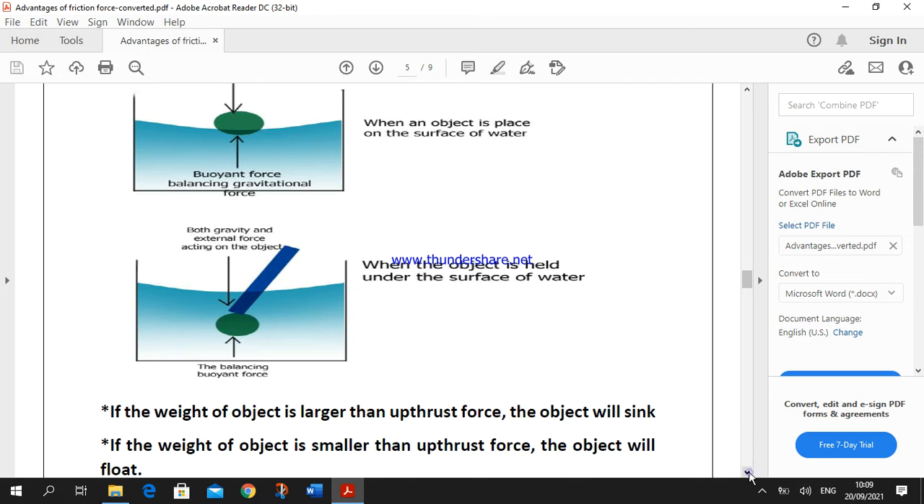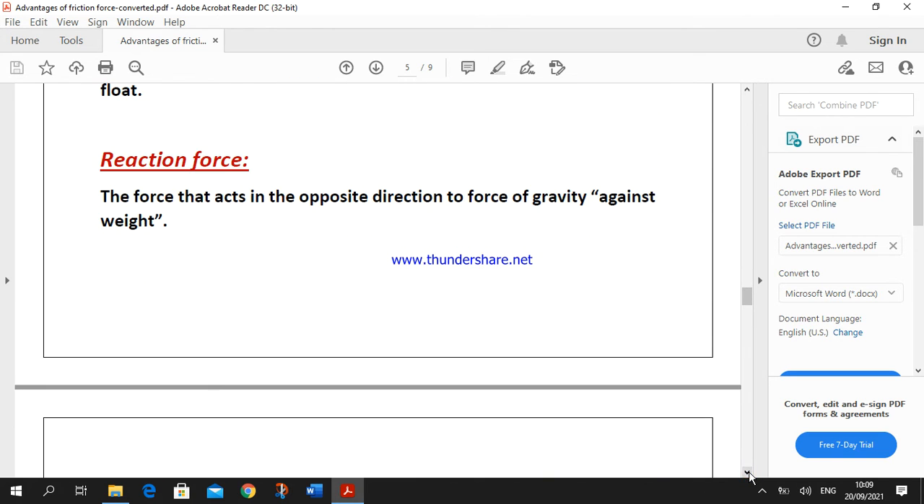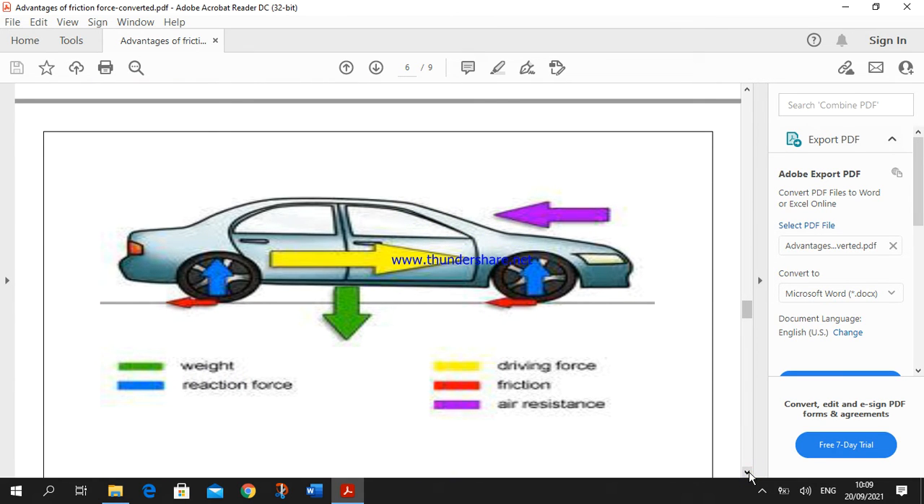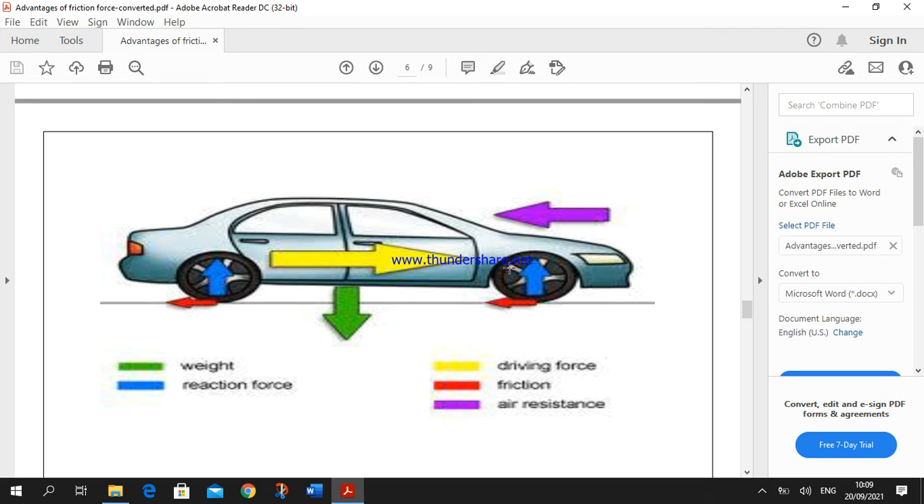Also, we have another type of force against gravity, known as reaction force. Reaction force is a type of force that acts in the opposite direction to the force of gravity. So it works against weight, against gravity. Look at the car, this is a moving car. We can determine different types of force acting on the car during motion. Note that the yellow arrow refers to the direction of the motion of the car. The car moves forward.